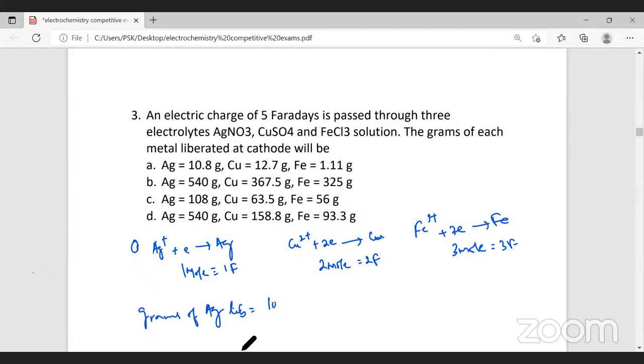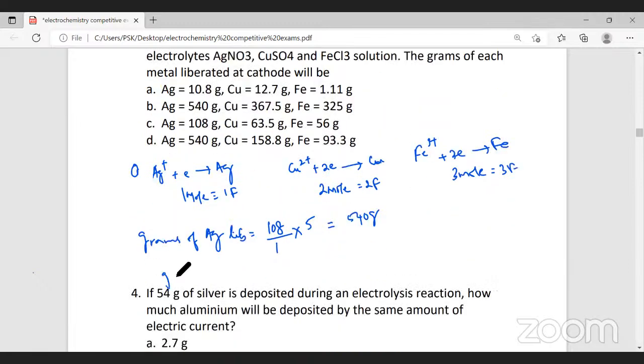Grams of silver liberated will be: equivalent mass of silver is 108. And the valency of silver is 1. And they are passing 5 moles of current, so multiply by 5. That will be equal to 540 grams. Similarly, what will be the grams of copper liberated? Equivalent mass of copper is 31.75 into 5, which is 158.75. Likewise, the third one is iron.